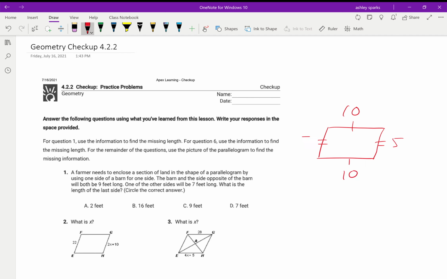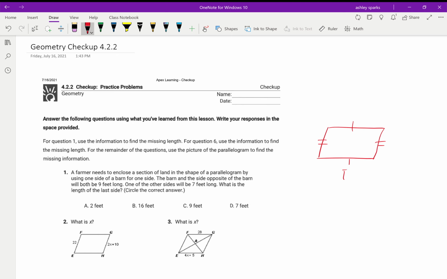This is 5, this is also 5. So you should have only two lengths that you're working with at any given time. So let's look at the first question here. We're told that there's a farmer that needs to enclose a section of land that is shaped like a parallelogram, by using the barn for one side. The barn and the side opposite the barn will be 9 feet.